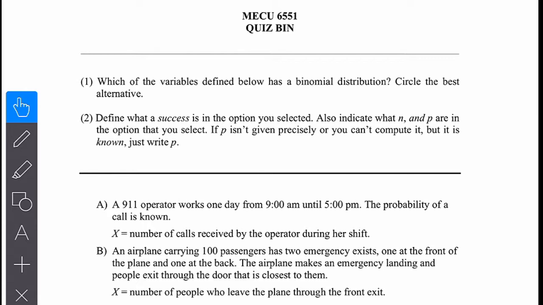I did ask you at the top, the overall question is, which of the variables defined below has a binomial distribution? Circle the best alternative. And I call that number 1. I guess you should think that's question number 1. And the second question, define what a success is in the option you selected, and also indicate what n and p are in the option that you select. If p isn't given precisely, or you can't compute it by the information given, however it's known, just write p.